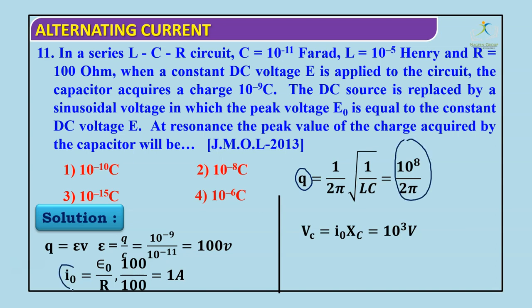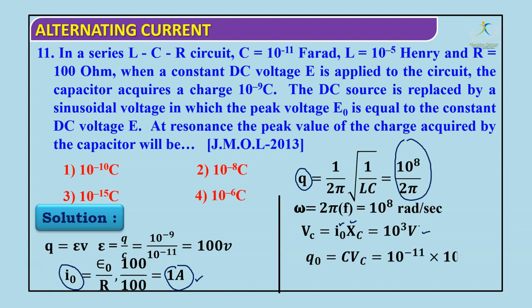This is the value of I0. And we know that VC is equal to I0 XC. So I put the value of I0 which we calculated over there, and the answer will become 10 to the power plus 3 volt. And omega is equal to 2 pi f, so we can find the value of omega also, which is 10 to the power 8 radian per second. So Q0 is equal to C VC. That's why we need each and every term. C is already given, VC we calculated, and we put all these values and get 10 to the power minus 8 coulomb.